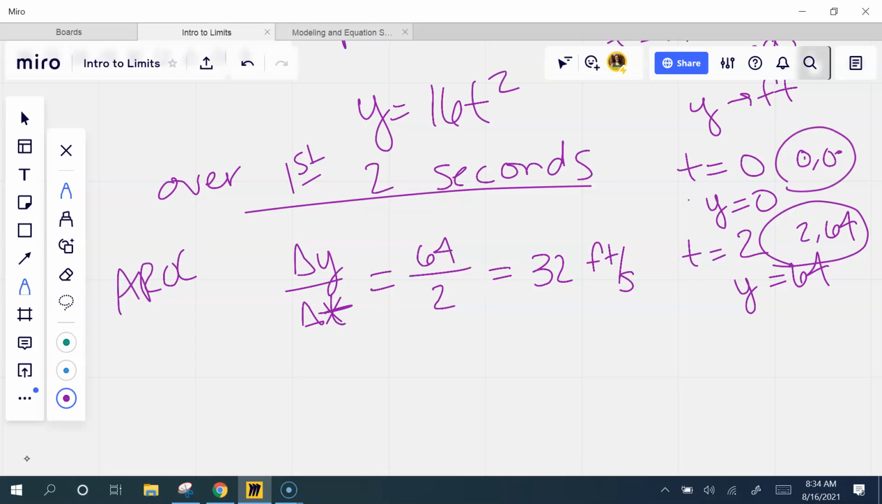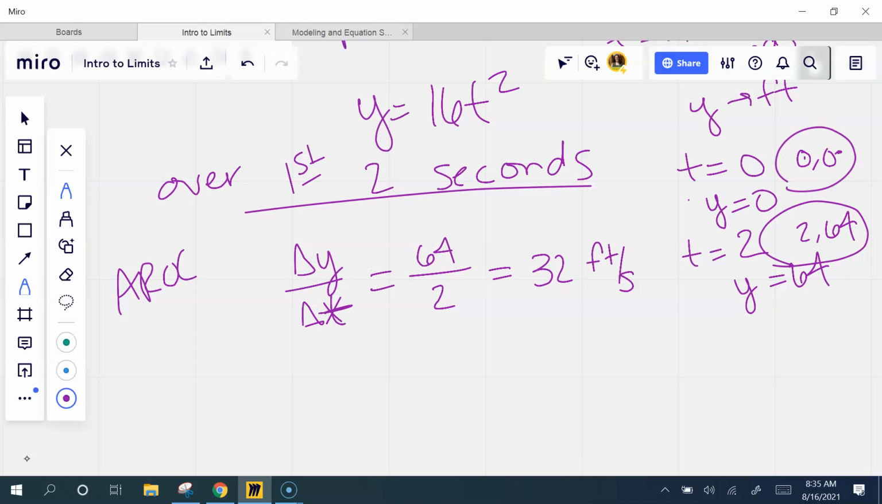So this same rock I'm dropping, over the course of 2 seconds, it averages a speed of 32 feet per second. Now, that doesn't mean that as soon as he drops it, it's going 32 feet a second. That's the average over the course of time. Kind of like your average amount of time on your phone. That doesn't mean you spend 13 hours every day. It could be more, it could be less.